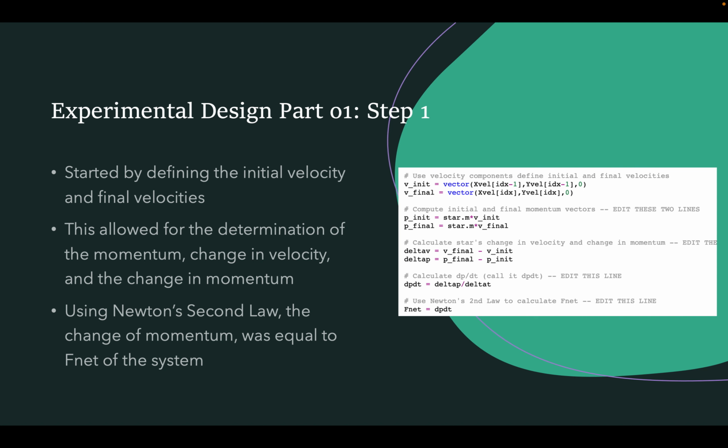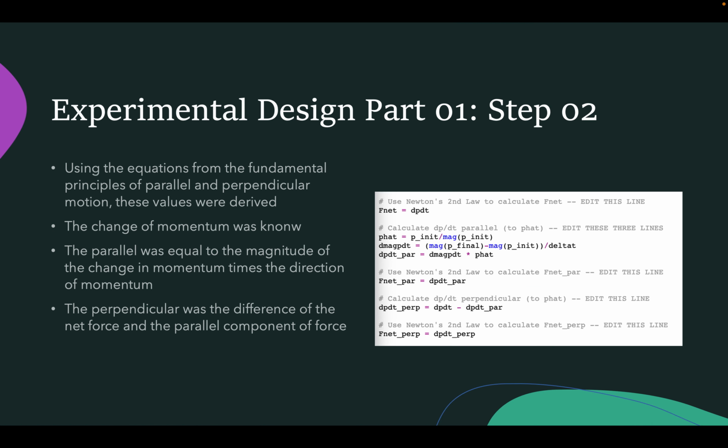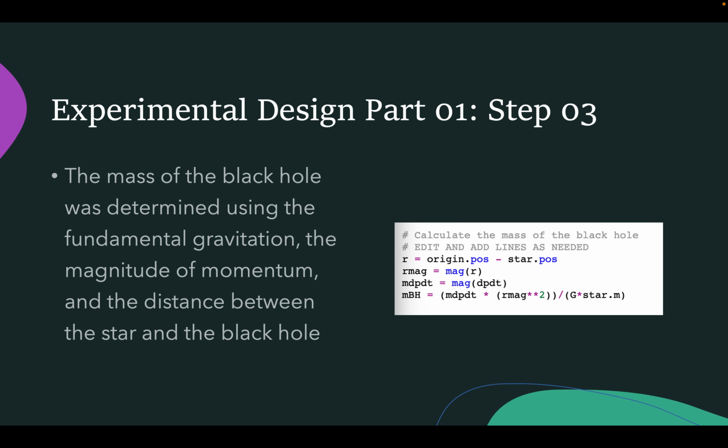We started by defining the initial velocity, then allowed for the determination of momentum and change of velocity and the change of momentum. Using Newton's second law, a change of momentum was equal to the F-net of the system. Secondly, using the equations from the fundamental principles of parallel and perpendicular motion, these values were derived. The change of momentum was known. The parallel was equal to the magnitude of the change of momentum times the direction of momentum, and the perpendicular was the difference between the net force, in this case again, gravitation, and the parallel component of force.